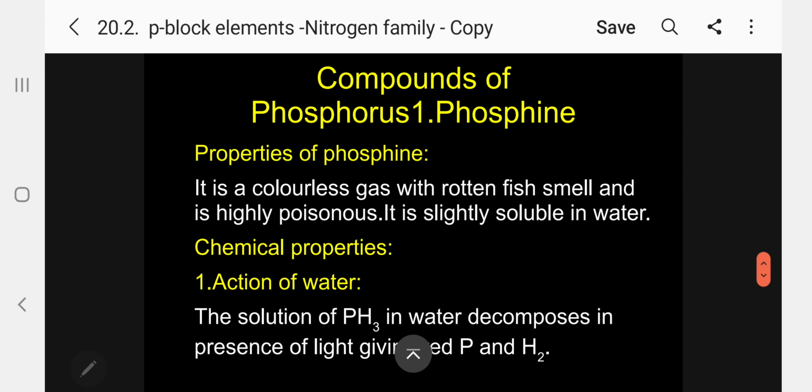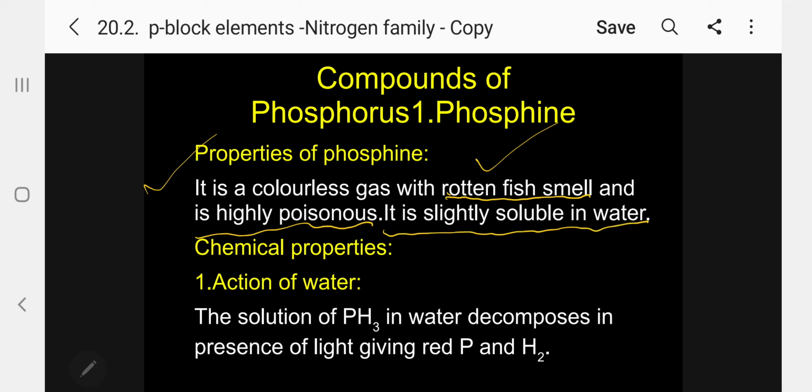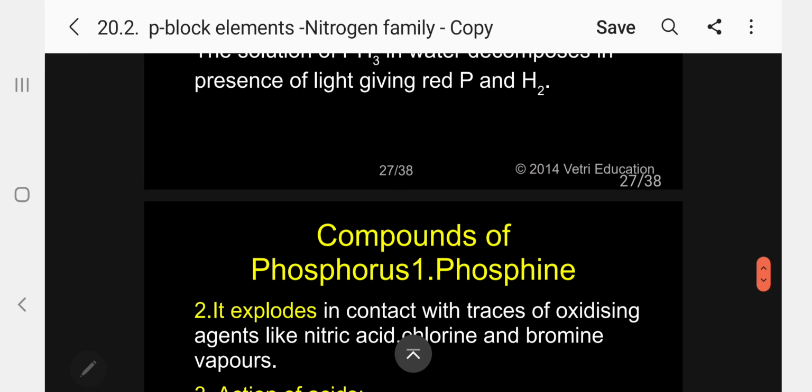Coming to properties of phosphine. Physical properties first. It is a colorless gas with rotten fish smell and highly poisonous. Please note, phosphine is poisonous. It is slightly soluble in water. Coming to chemical properties, first let me take action of water. The solution of phosphine in water decomposes in presence of light, giving red phosphorus and hydrogen. Kindly follow.